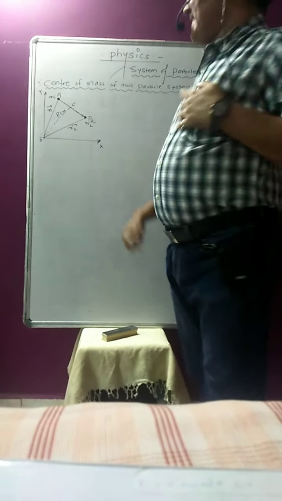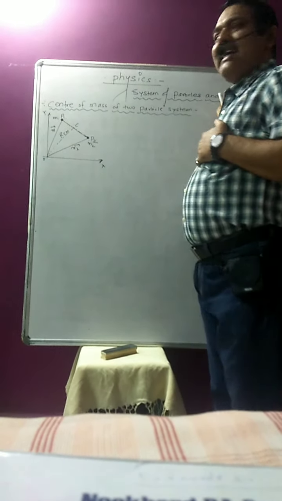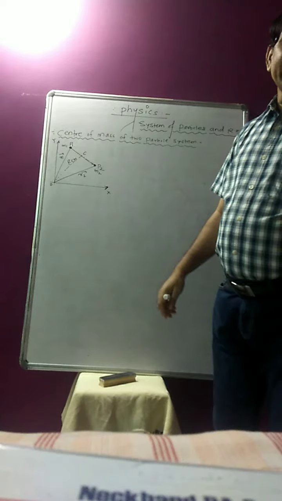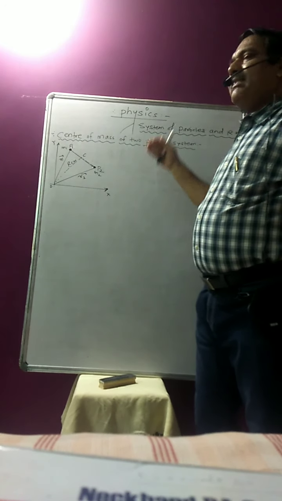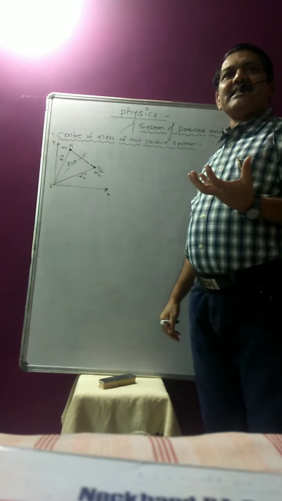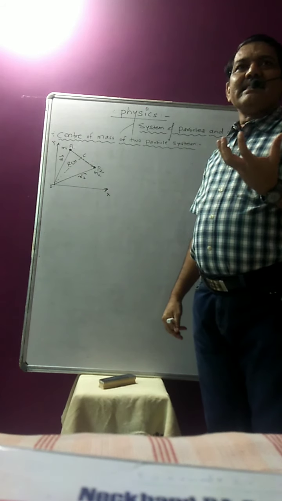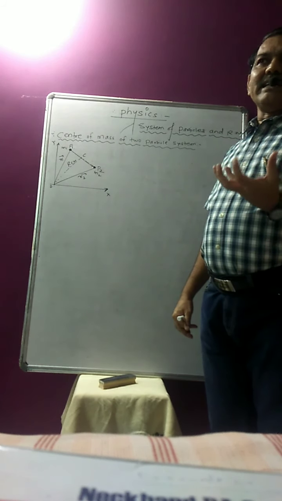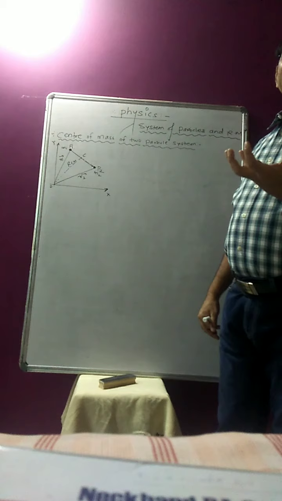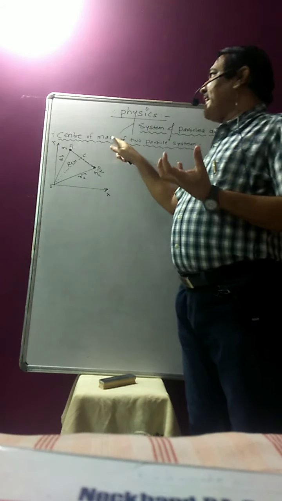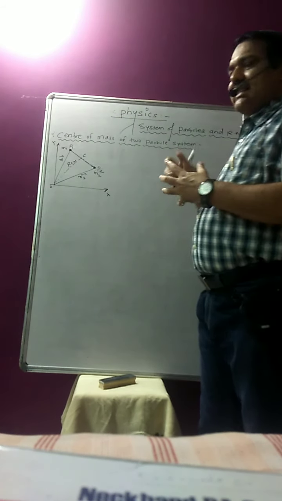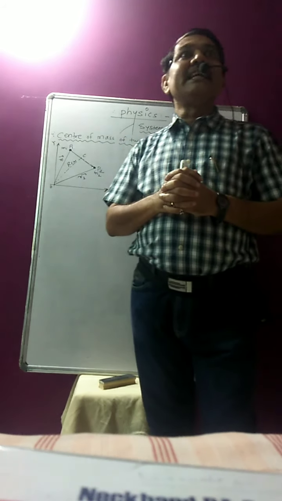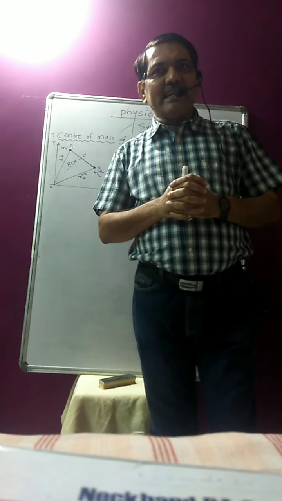So today we continue the topic in physics, that is system of particles and rotational motion. Yesterday we learned some definitions about the system of particles and the rotational motion which we require. Today we continue with the center of mass of a two particle system, because yesterday we learned about the center of mass. What is exactly center of mass?